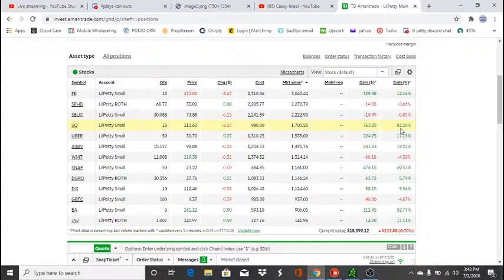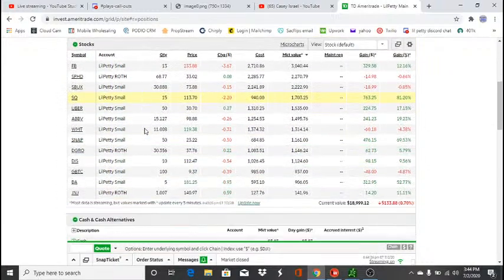As you guys can see, we're up 81% on Square. We're up 17% on Uber, AbbVie, Walmart. We're down 4%. We're up 69% on Snap, Disney. We just bought some Bitcoin. The Trust, Boeing. We're up 50% on Boeing. What did we buy this at? Like $109. So we're up on that, and then Johnson & Johnson. We have 1 share in the Roth.